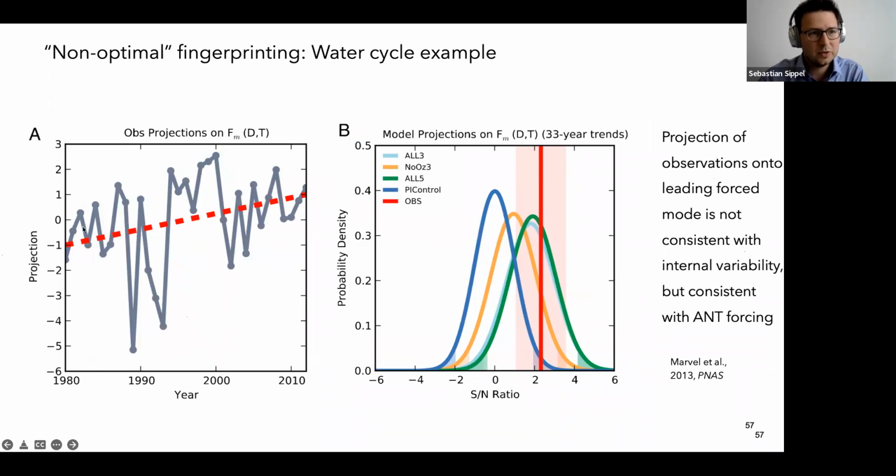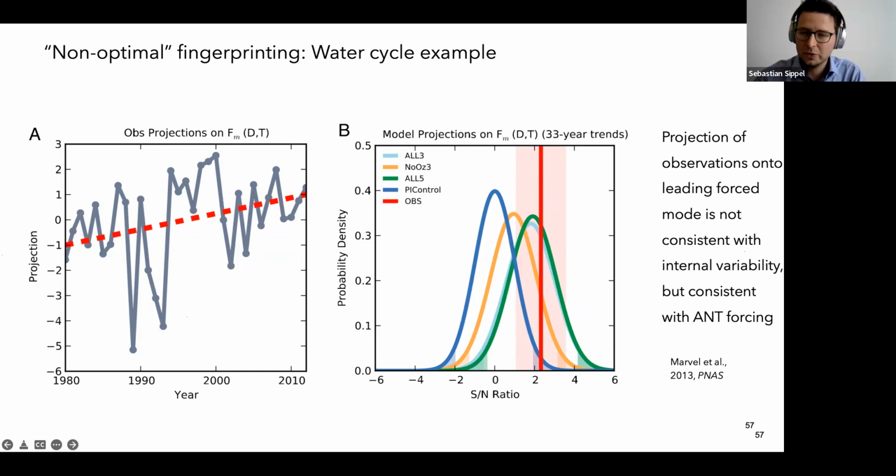So she arrives at a time series from 1980 onwards, showing this projection, this S, the signal statistic we had before in this equation, and she shows how, of course, there's variability in this metric, but there's an increasing trend. So again, the observations are noisy, but they tend to show what the models predict as the forced mode of precipitation change. And then she can compare this trend slope. She computes simply the trend slope of this red line here, and this is what is shown in the figure to the right as this vertical line.